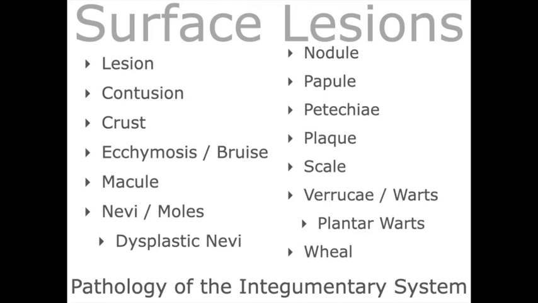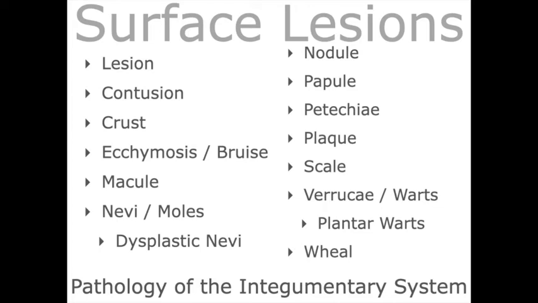A macule is a discolored flat spot that is less than 1 centimeter in diameter. Freckles or flat moles are macules. Nevi, also known as moles, are small dark skin growths that develop from melanocytes in the skin. Normally, these growths are benign. However, dysplastic nevi are atypical moles that may develop into skin cancer.